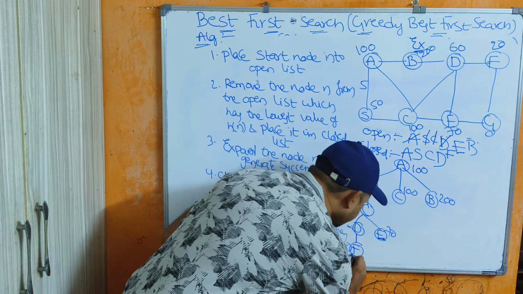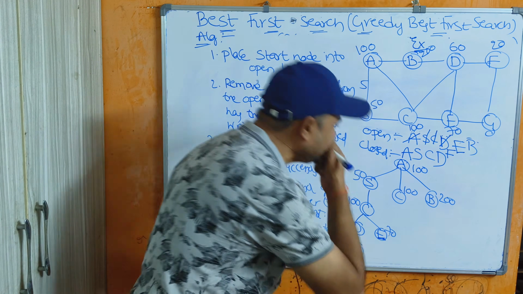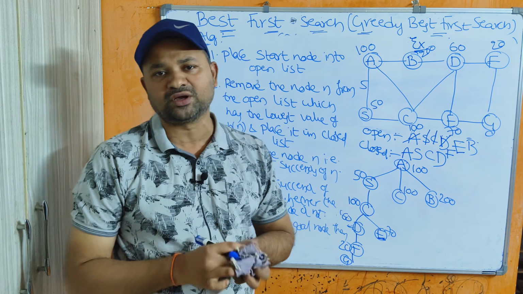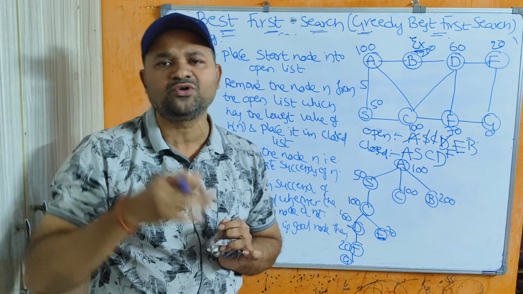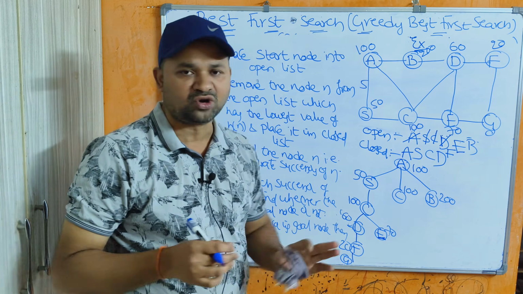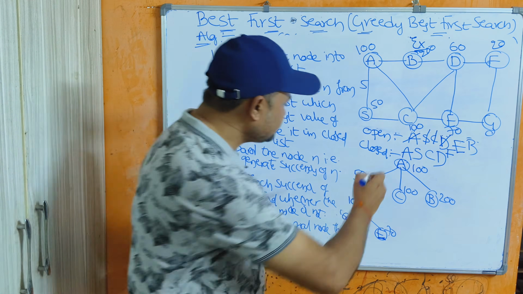What is F's successor? G. What is G? G is nothing but the goal node. After generating each successor, we have to check whether it is the goal node or not. Here we got the goal node, so we can stop the process now. This is the best path.